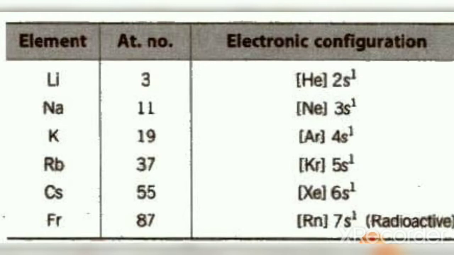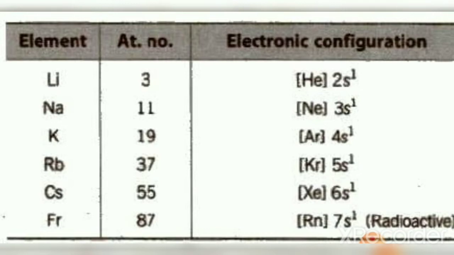Now, in which orbital do you find the valence electron in these elements? It is in the s orbital. The electronic configuration can also be shown with respect to the nearest noble gas element. You know that the electronic configuration of lithium is 1s2, 2s1. The nearest noble gas is helium. Therefore, in the case of lithium, the configuration can also be written as helium configuration 2s1.